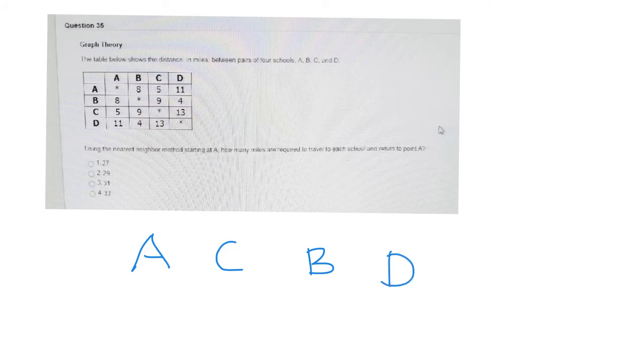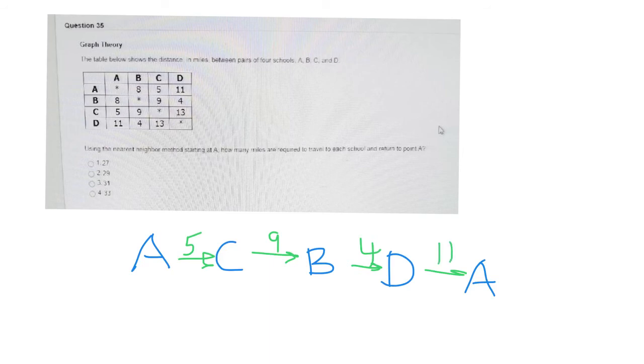But guess what? Now we have to go back to A, right? Because according to the problem, what does it say? We return to point A. So we've got to go back to A. Here's us going back to A. Let's draw little arrows, and we're going to write the distance traveled, right? Because we want to know the distance traveled. So from A to C, it was 5 miles. From C to B, it was 9 miles. From B to D, that was 4 miles, right? And then finally from D to A, as you can look, that is 11 miles, right?